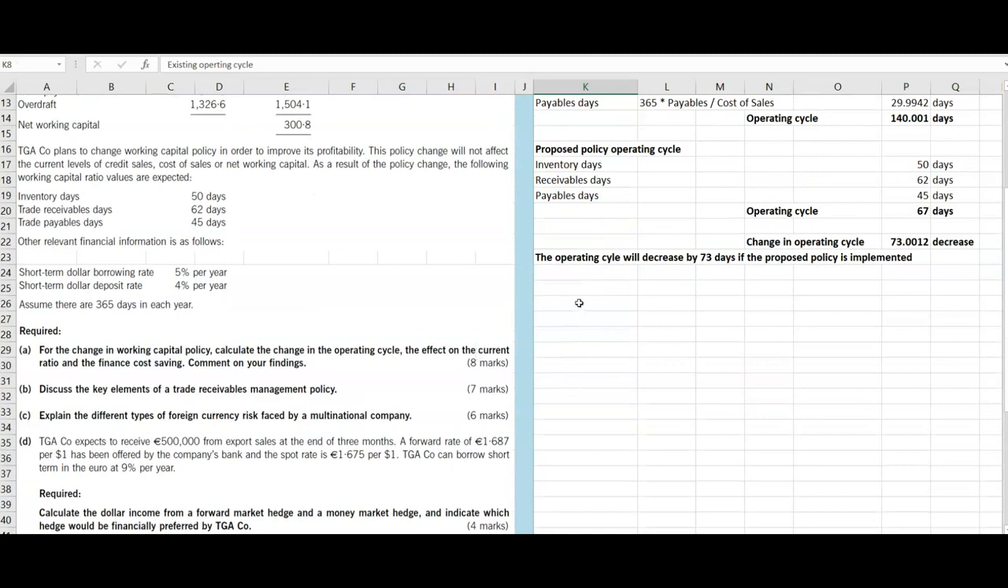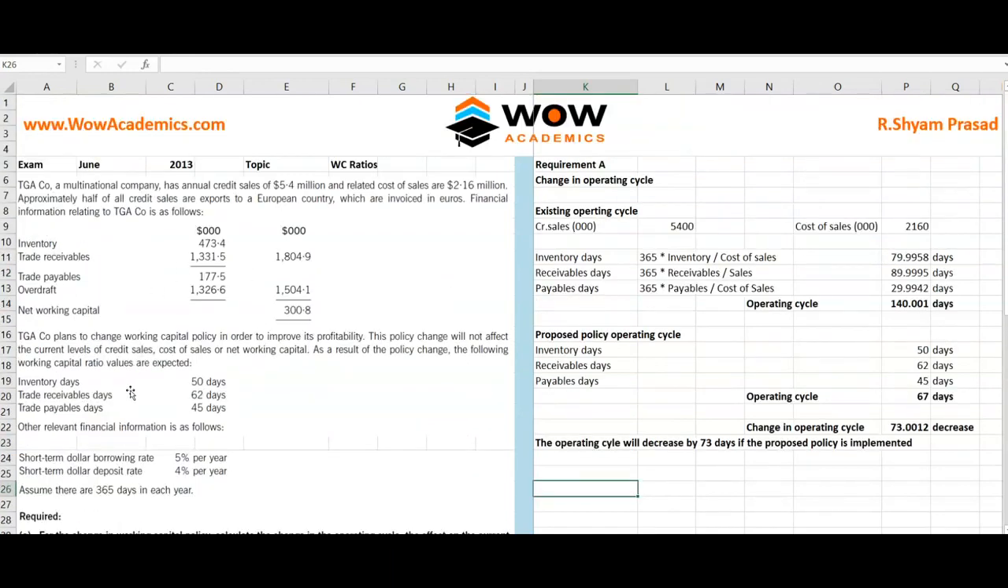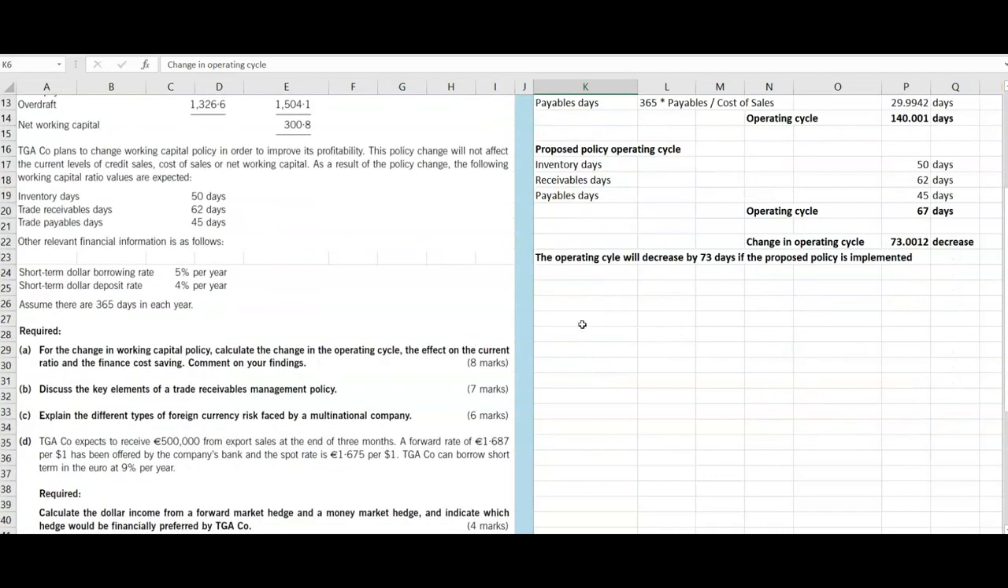And the second part is to find out the effect on the current ratio. So we have to calculate the current ratio for the existing policy and the proposed policy. For the existing policy, working out the current ratio is very simple. First we'll do that. We'll work out from here the change in current ratio. First we'll find out the existing current ratio.